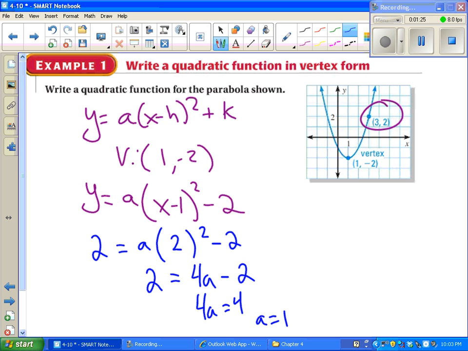And we solve for a. Once we have a, we can write our answer. And we got it.